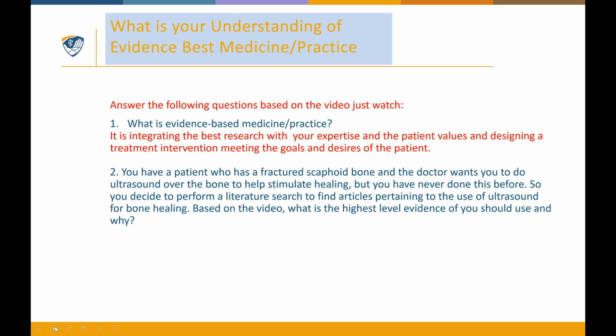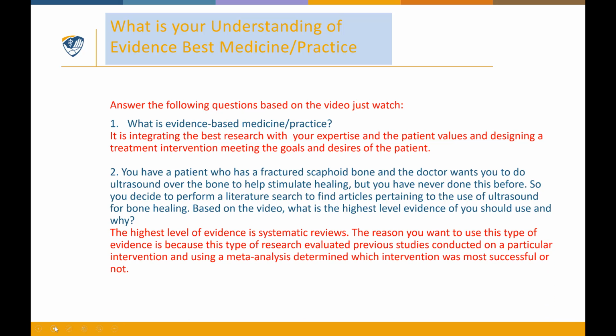What is the highest level that you should use? Well, the highest level of evidence that you should use is systematic reviews, because the author of those articles has already done the research for you, say on hamstring injuries, gathered all the different studies that have been done on hamstring injuries, on how to treat them, and did a meta-analysis, and based on that meta-analysis makes recommendations, strong recommendations, on the type of treatment intervention that you should use for the treatment of hamstrings.